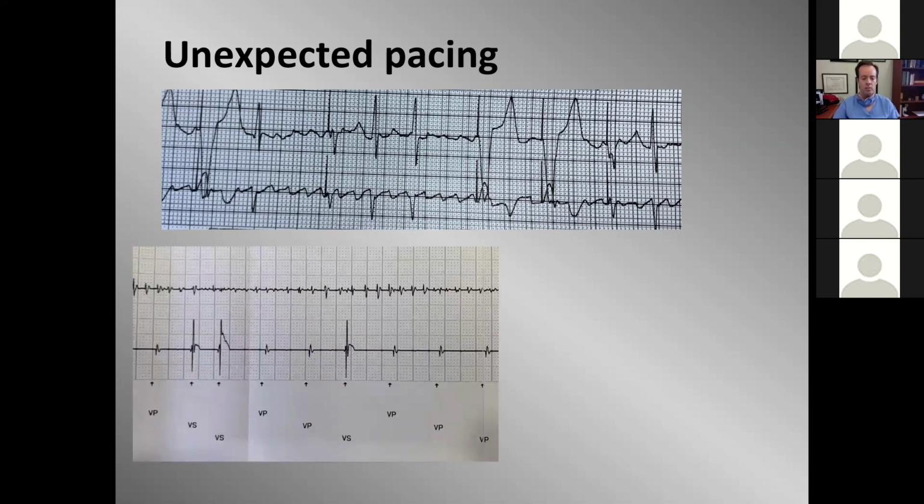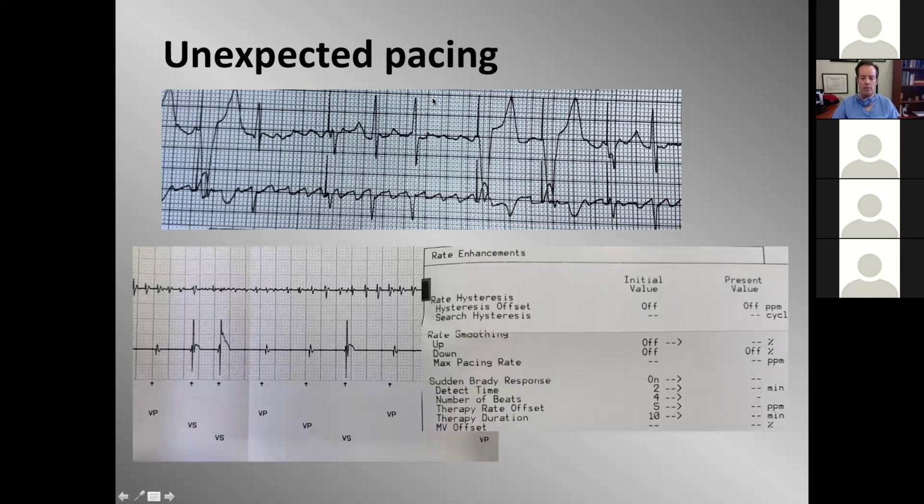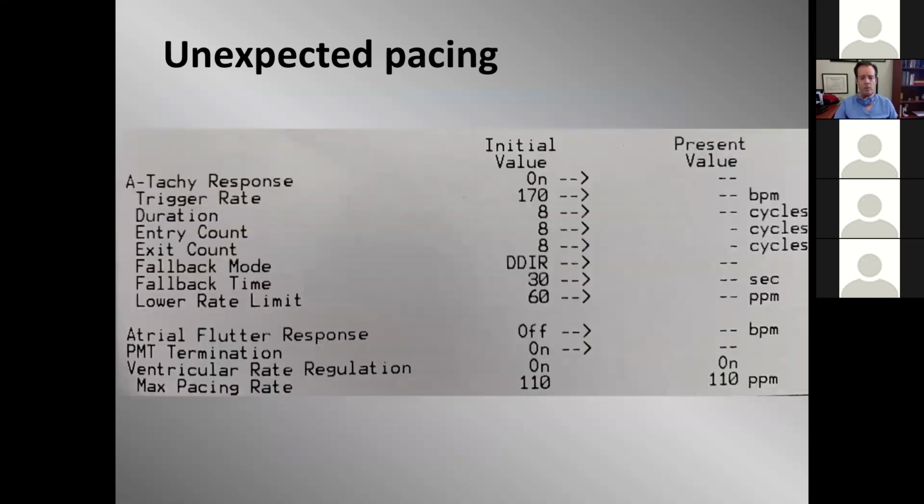Here's the EGM of what we saw. And so we look for rate smoothing and oops, it's off. So it's not rate smoothing either. Okay, now I'm really looking dumb in front of the fellow. What the heck is it?